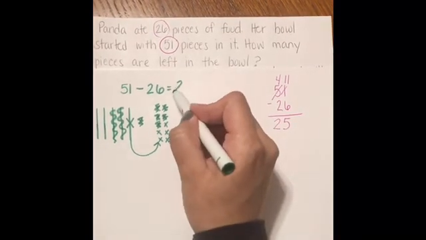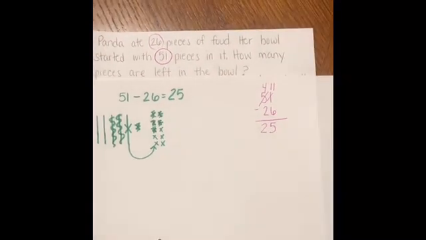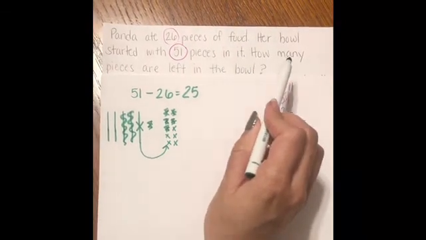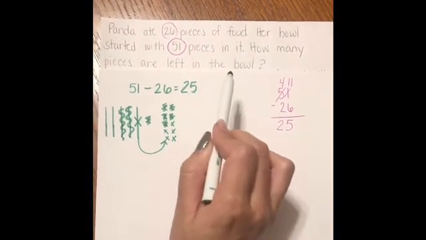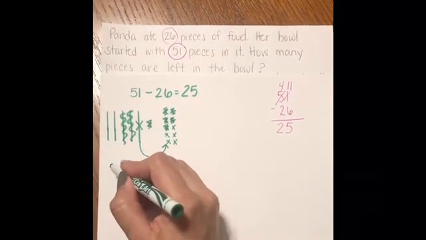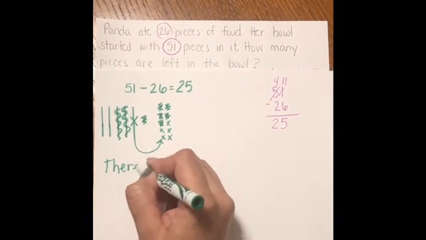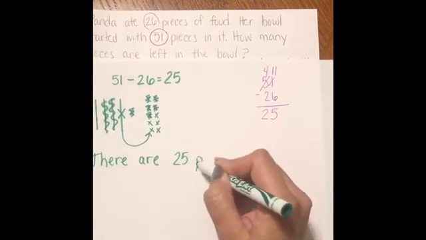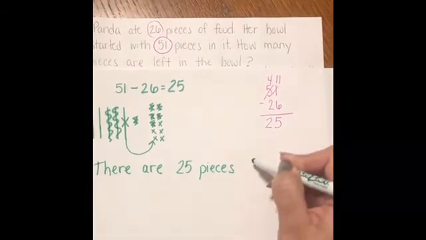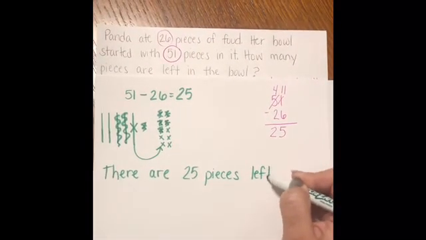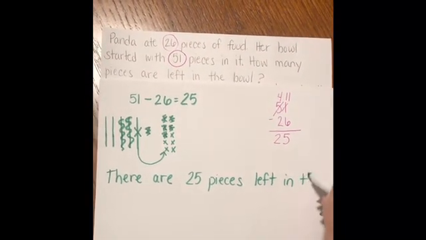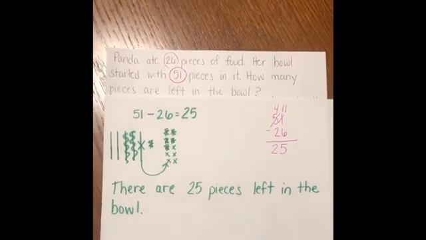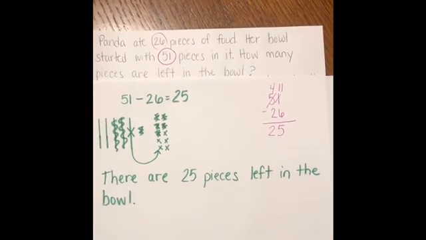And on the last video, we didn't answer in a complete sentence, and we should have. So we're going to do it now. My question asks, how many pieces are left in the bowl? My answer is, there are 25 pieces left in the bowl. So there we have it.